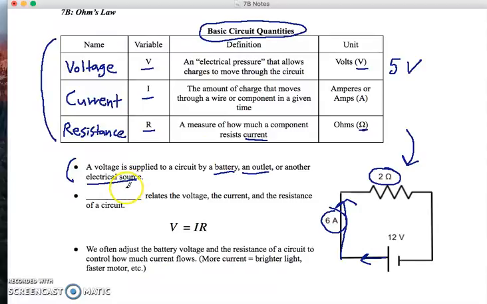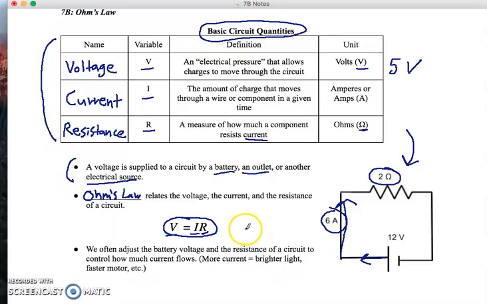The next thing that's important is Ohm's law. And that's going to be a mathematical law that relates voltage, current, and resistance. This is the law right here: V equals IR. So the voltage is equal to the current times the resistance. That's going to be Ohm's law, and we're going to be using that a lot to calculate specific quantities of circuits.